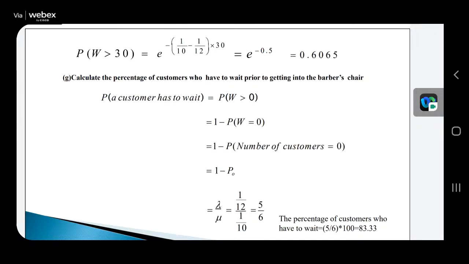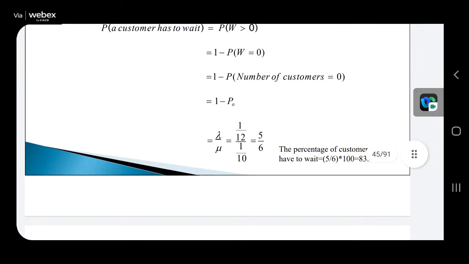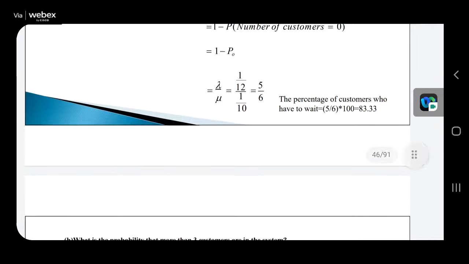So W equal to 0, when is it possible? When you are the only customer who has entered, that is P naught. So that's why in the fourth step I have directly taken 1 minus P naught. See, one important thing is P naught is 1 minus lambda by mu. Then what is 1 minus P naught? Directly lambda by mu. That's what I have taken here. So 1 minus P naught is lambda by mu, and I have taken it as 83.33%.